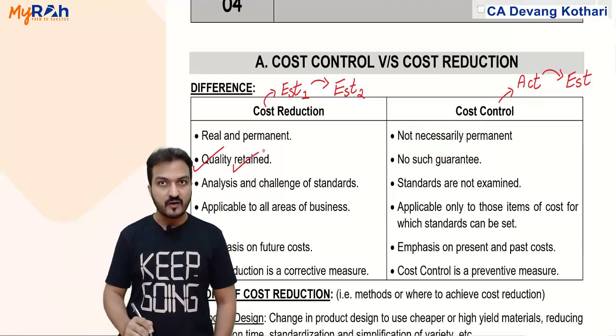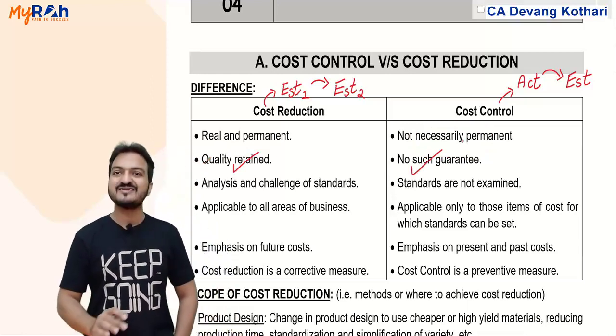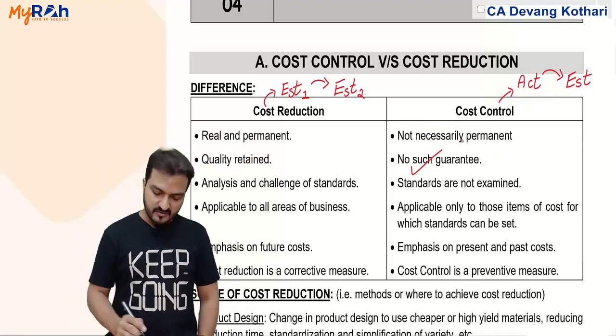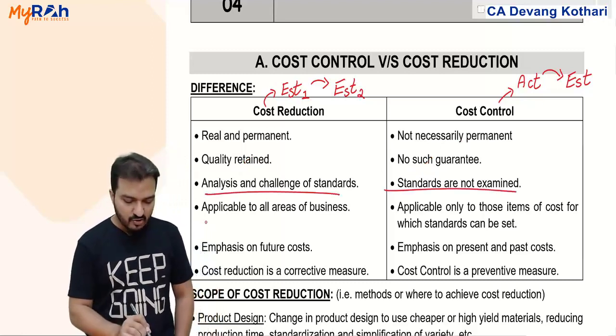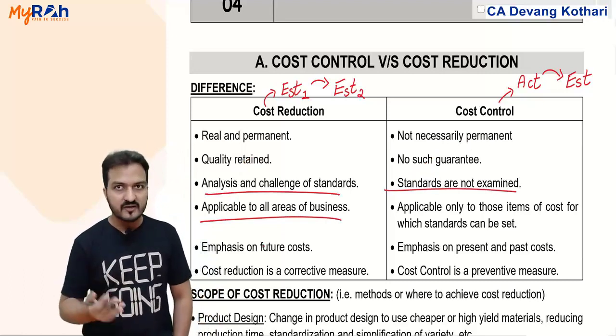Done? Yes, cost reduction is to be done not by decreasing the quality. Quality has to be retained, but while doing cost control, there is no such guarantee. Yes. Anyways, so it is challenging the standards, and standards are not changed over here. Cost reduction is applicable to all areas of business.